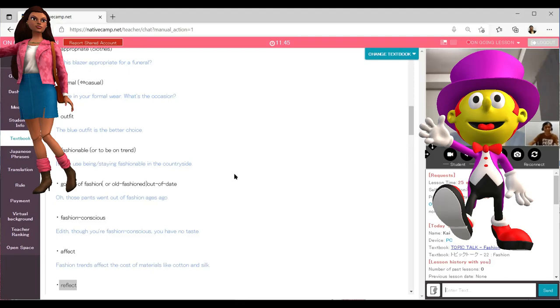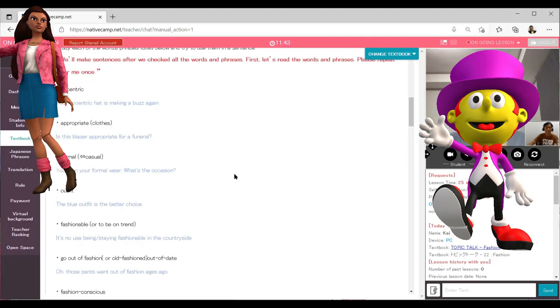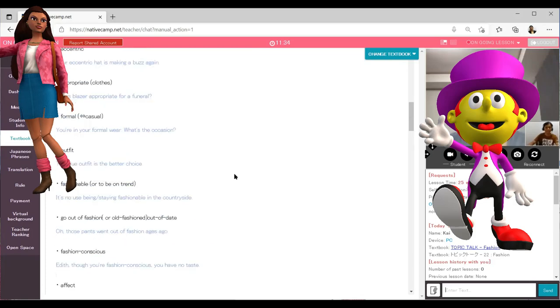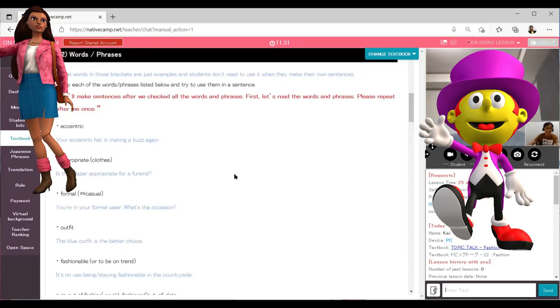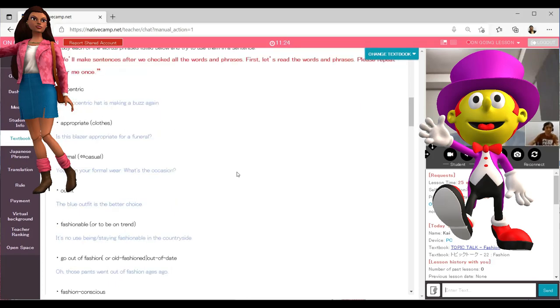You know, I don't like to wear formal clothes actually. It's boring. Yes, I look eccentric when I wear formal dress. How about you? I think it depends on situations. Yeah, it depends on the situation. That's right.